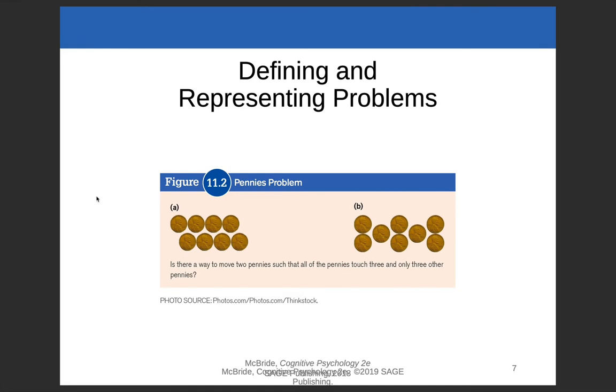So here we have a very simple example of defining a particular problem. This is called the pennies problem. If you look at the stacks of pennies in stack A and stack B, the question is, is there a way to move 2 and only 2 pennies such that all of the pennies are touching 3 and only 3 other pennies? Okay, so that's the problem.